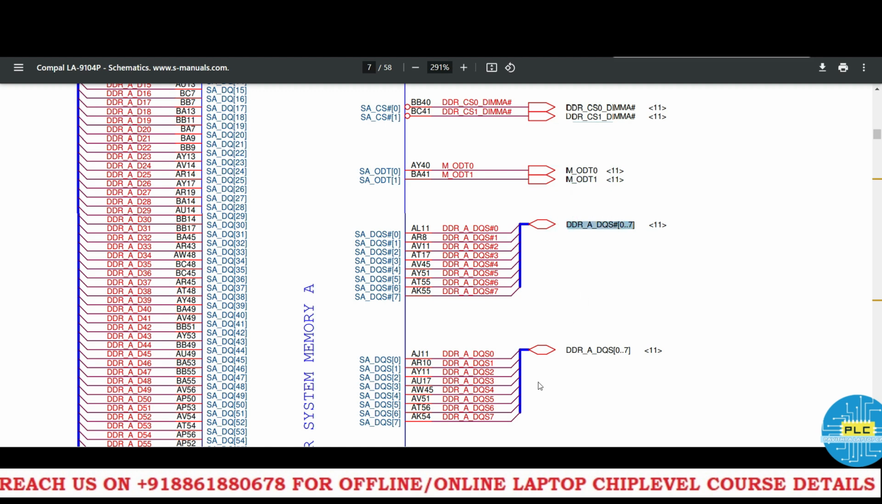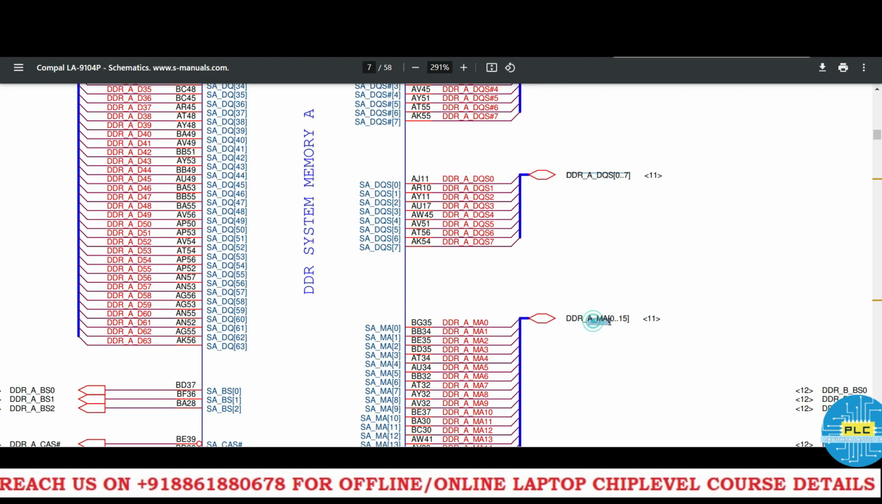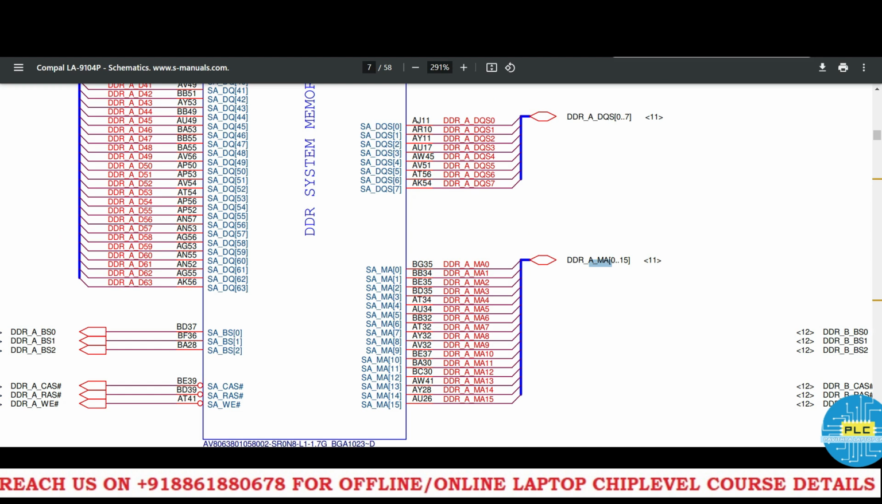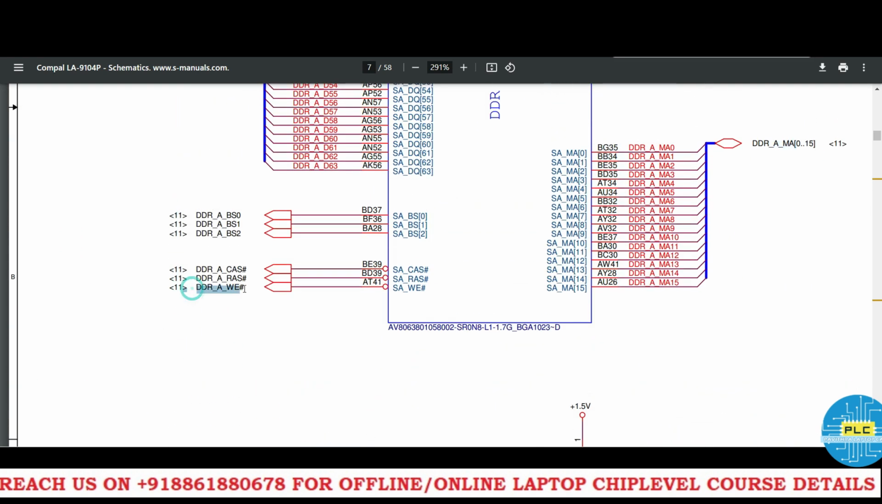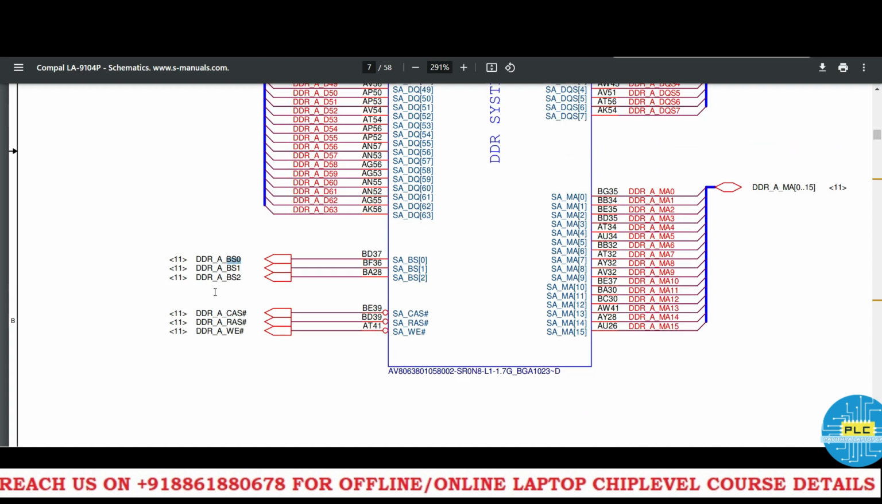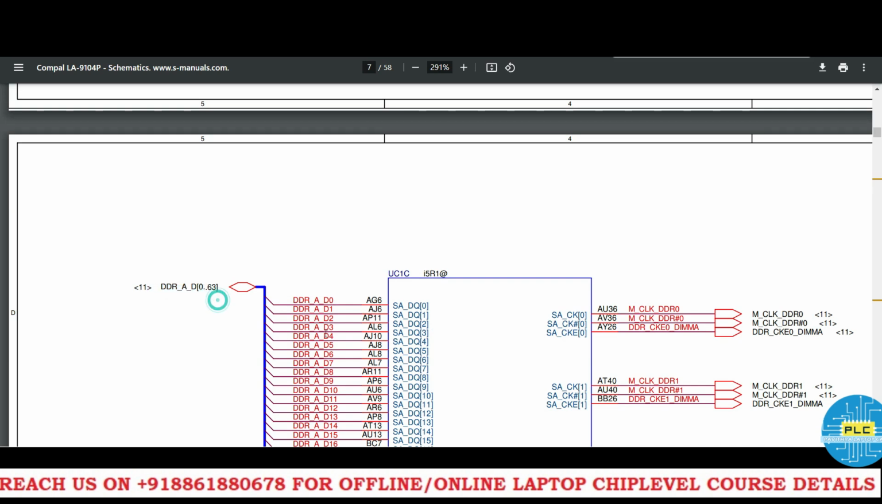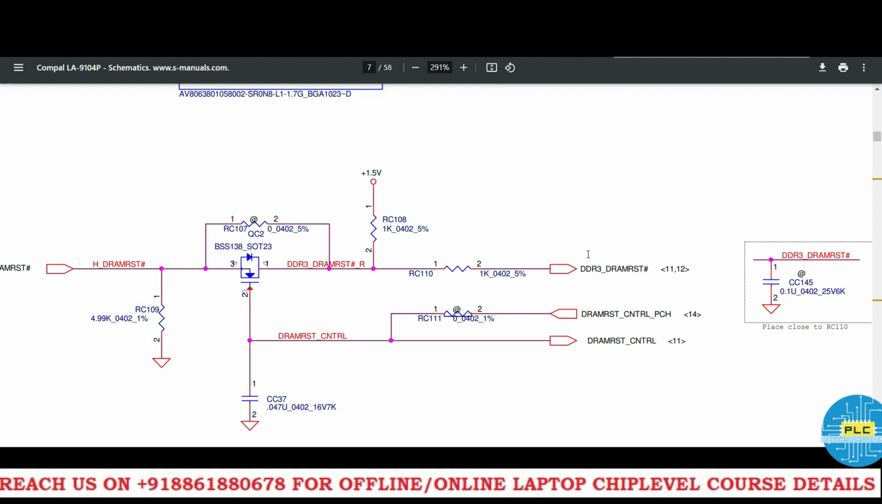DDRA DQS hash, DDRA DQS 0 to 7, DDRA MA. These are all connected to the RAM slot. Again DDRA WE, RAS, CAS, BS 0, 1, 2. And here all DDRA D0 to D63 pins. Here is the DRAM RST. Through this MOSFET it is generated from HDRAM RST, and once this MOSFET gets the gate voltage, the RAM RST passes here, named DDR3 DRAM RST hash. This is a very important signal. And here DRAM RST control.